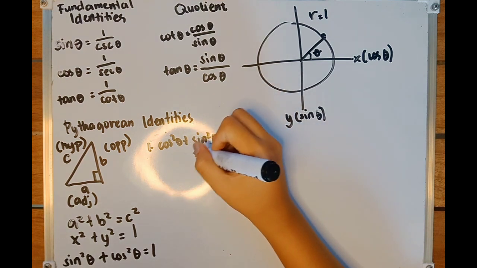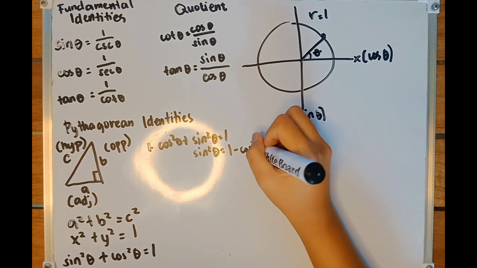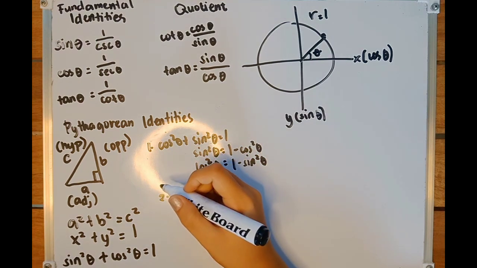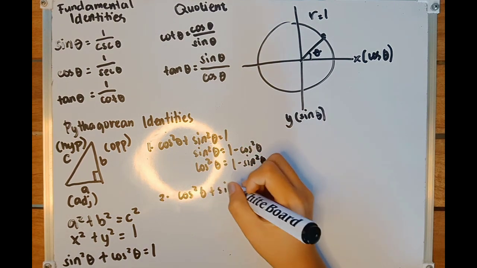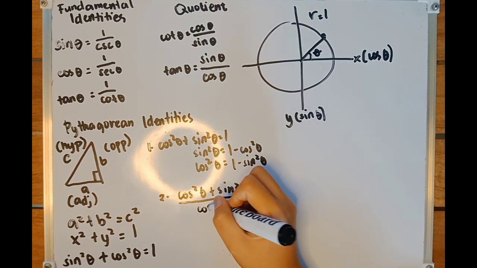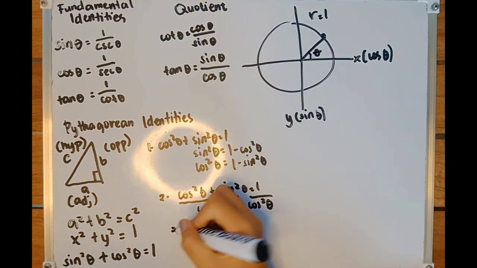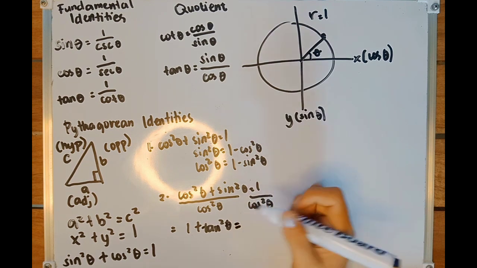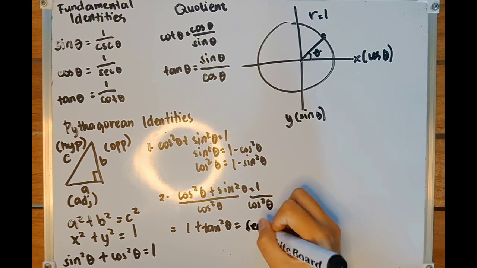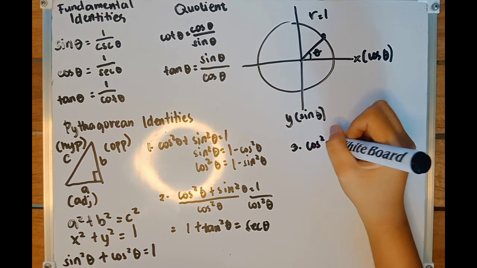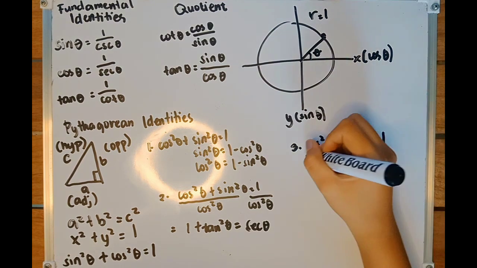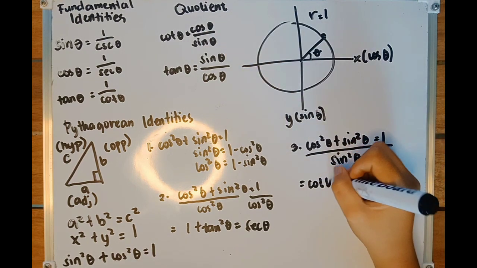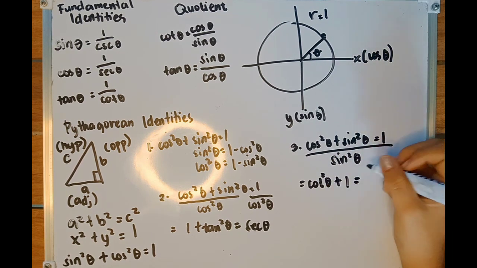We also have its corollaries: sine squared theta equals 1 minus cosine squared theta, and cosine squared theta equals 1 minus sine squared theta. The derivation of the second Pythagorean identity is to divide both sides of the first equation by cosine squared theta, and through that we get 1 plus tangent squared theta equals secant squared theta. And to get the third Pythagorean identity, we do the same derivation, dividing both sides by sine squared theta, which results in cotangent squared theta plus 1 equals cosecant squared theta.